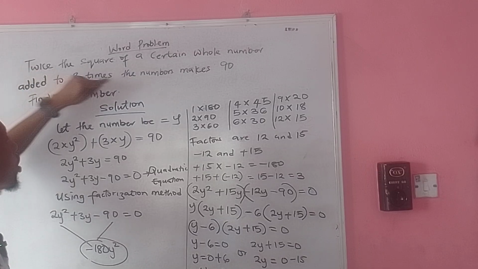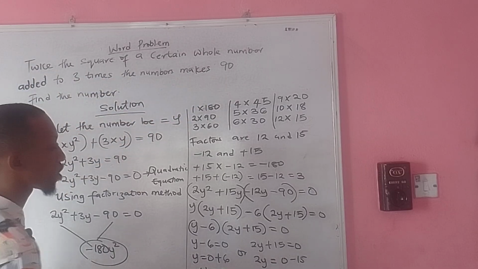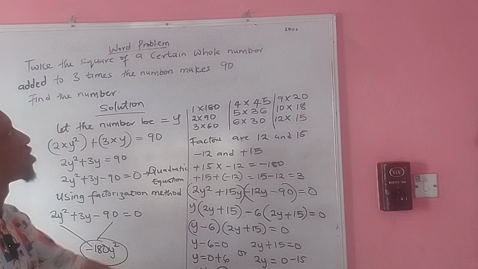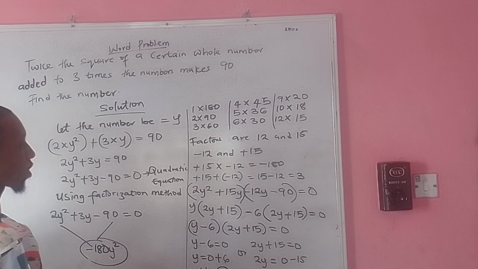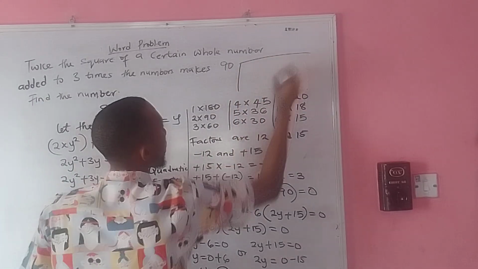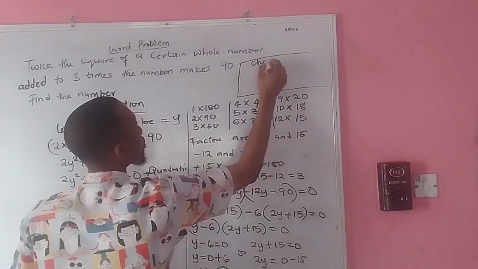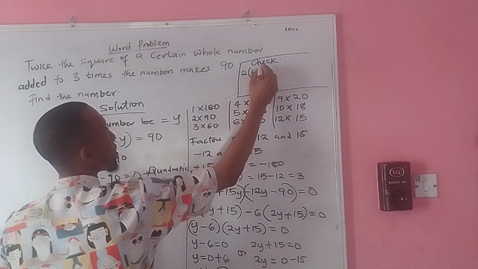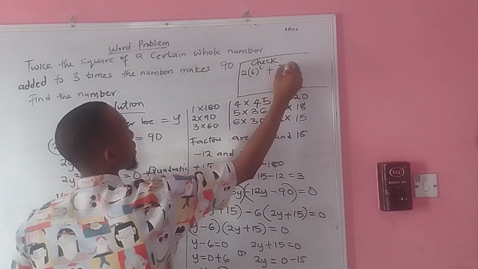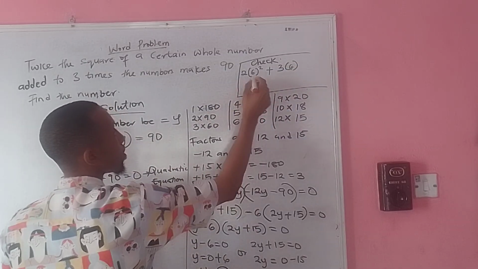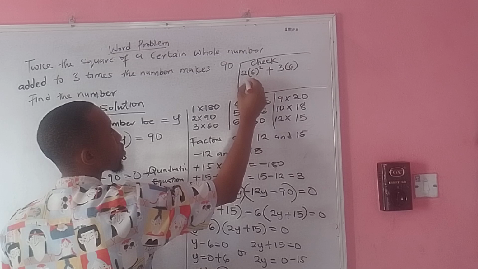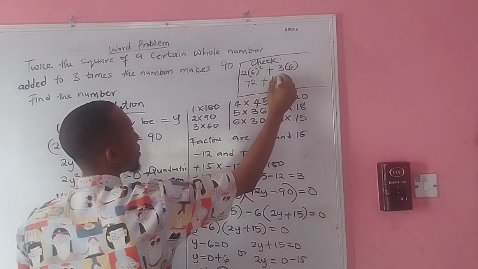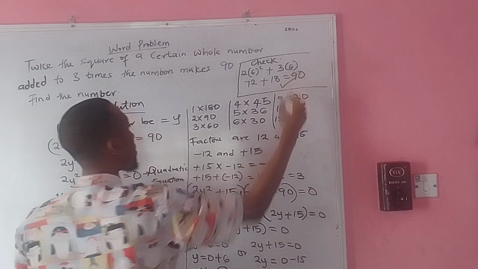But look at what the question says: a certain whole number. Because it is a whole number, our answer is 6. So that number is 6. Now let's check if it works. I want to check 2 times the square of 6 plus 3 times 6 is going to give us 90. 6 squared is 36. 2 times 36 is 72. Plus 3 times 6 is 18. And our answer is equal to 90.